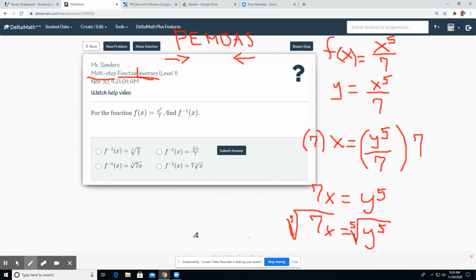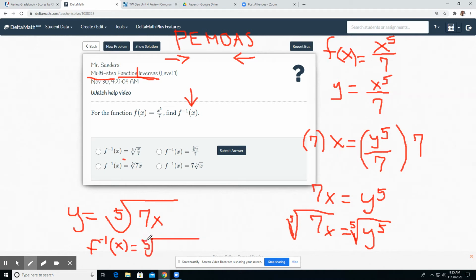So for your final answer, these undo themselves, and you get y equals the fifth root of 7x. Then they just want that final notation. Let's not forget to put it in inverse notation. I changed it from f of x to y, so now this is f inverse, f to the negative 1. That's f inverse. Our variable is x. And we have the fifth root of 7x, which looks like this one right here. Let me just double check. Yep.